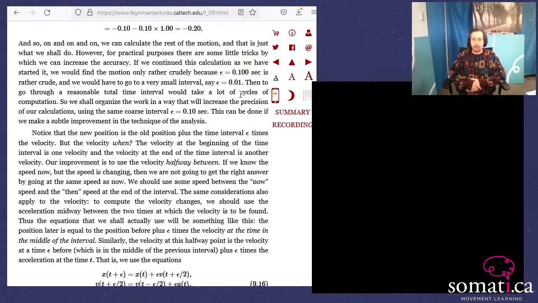But the velocity when? The velocity at the beginning of the time interval is one velocity, the velocity at the end of the time interval is another velocity. So the improvement is to use the midpoint velocity. And so the approximation is to use the intermediate speed that's changing over that interval.